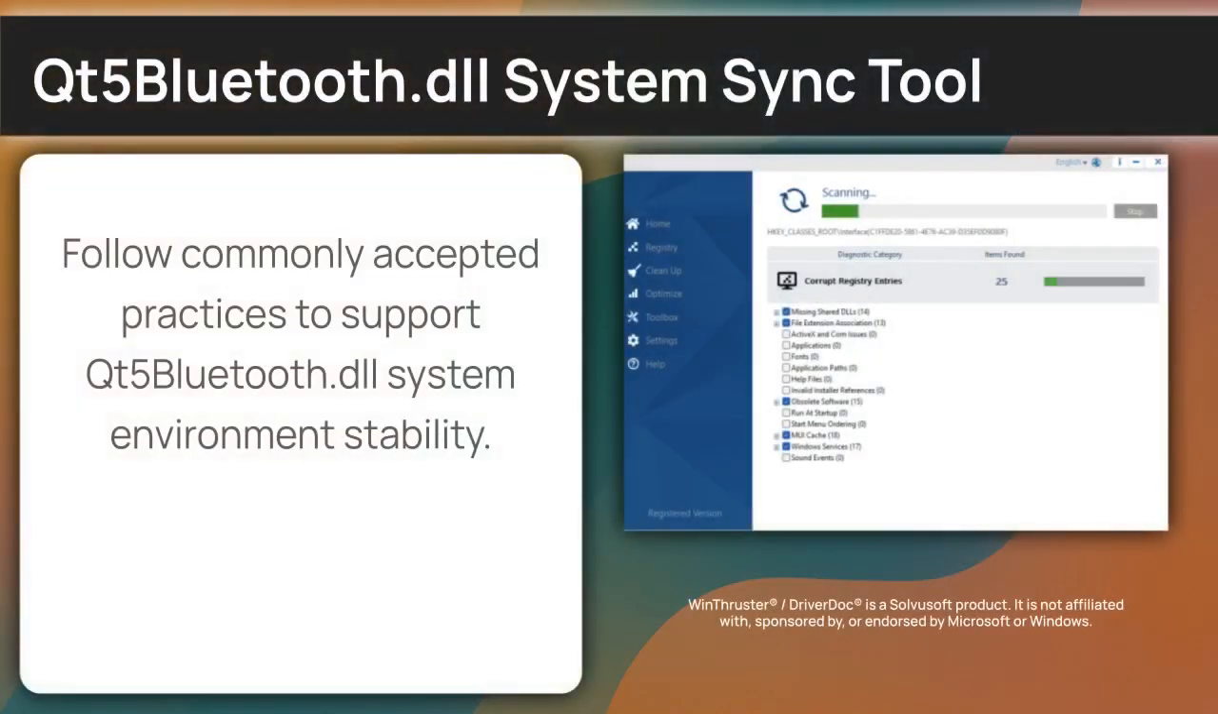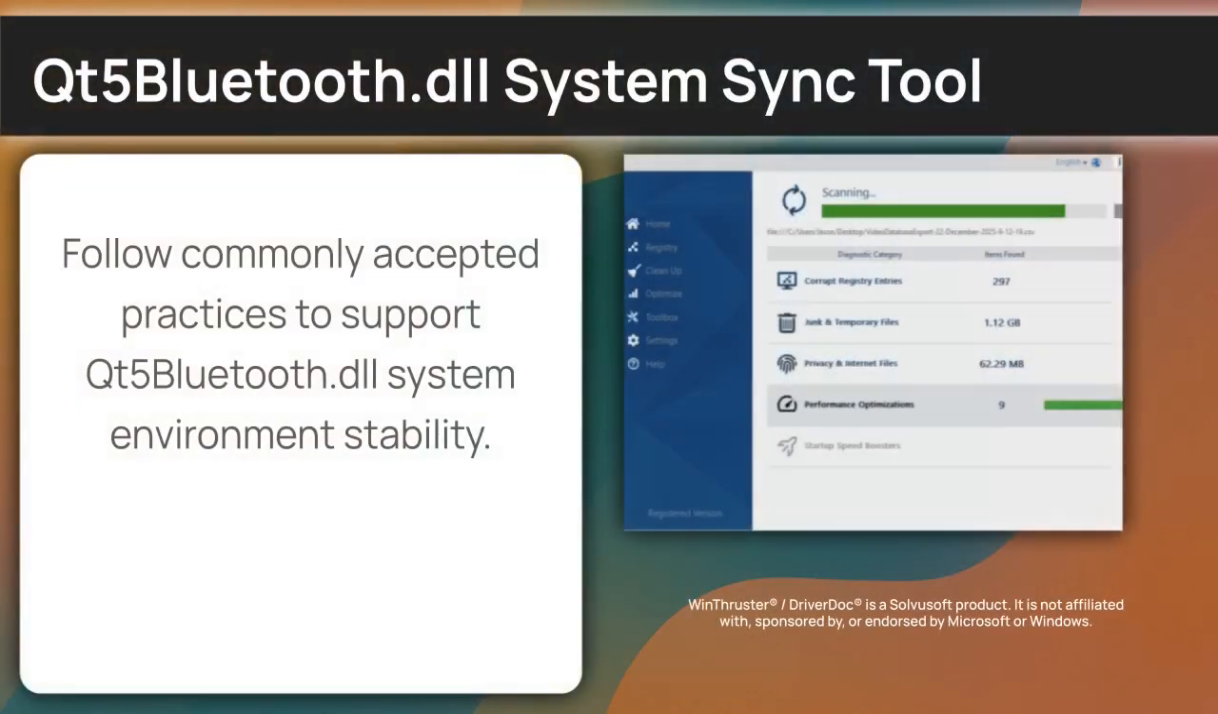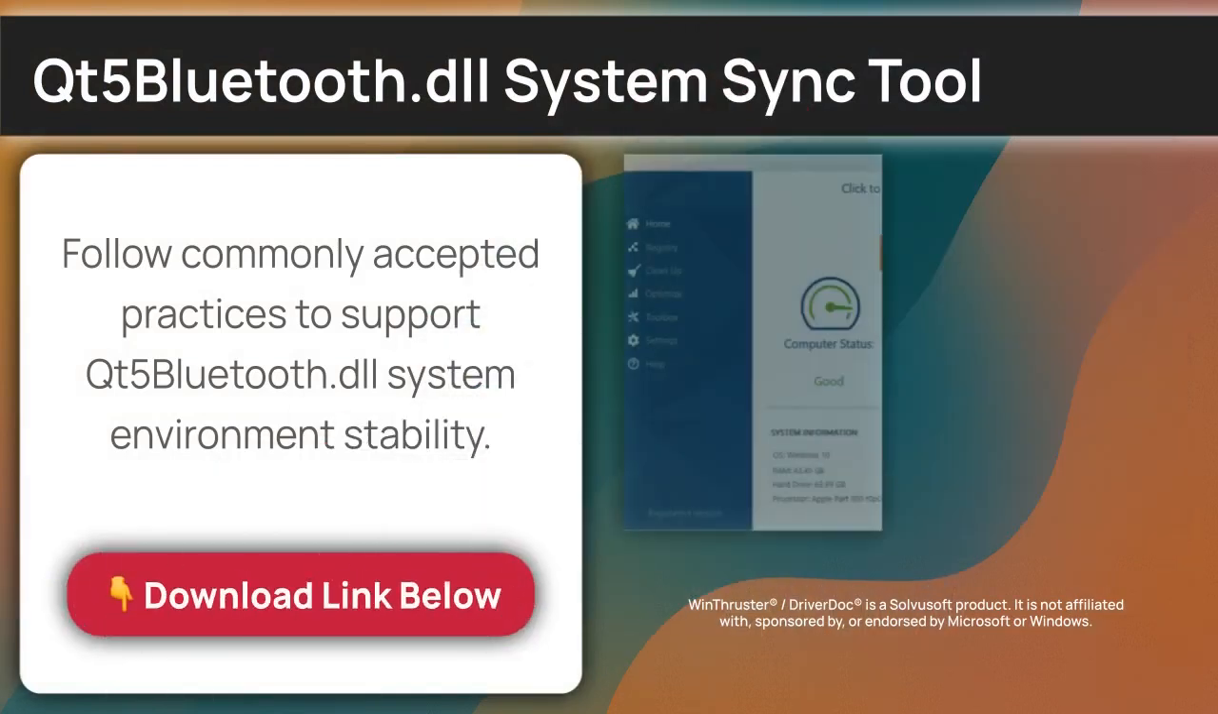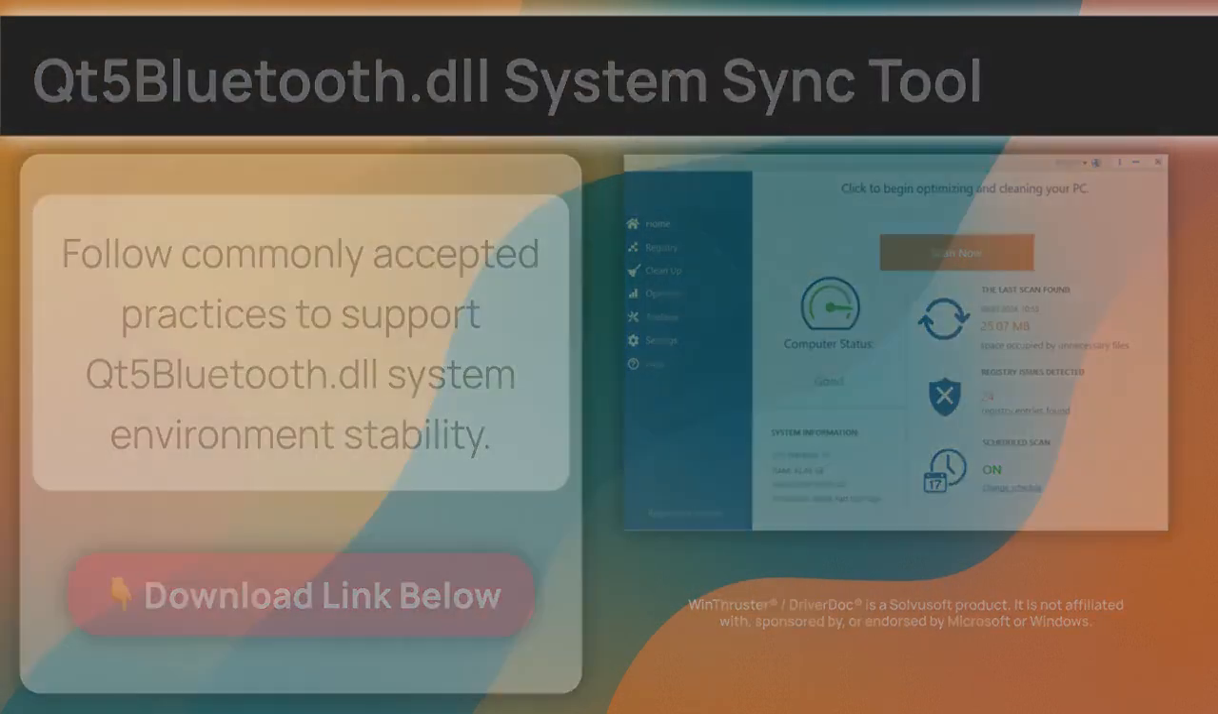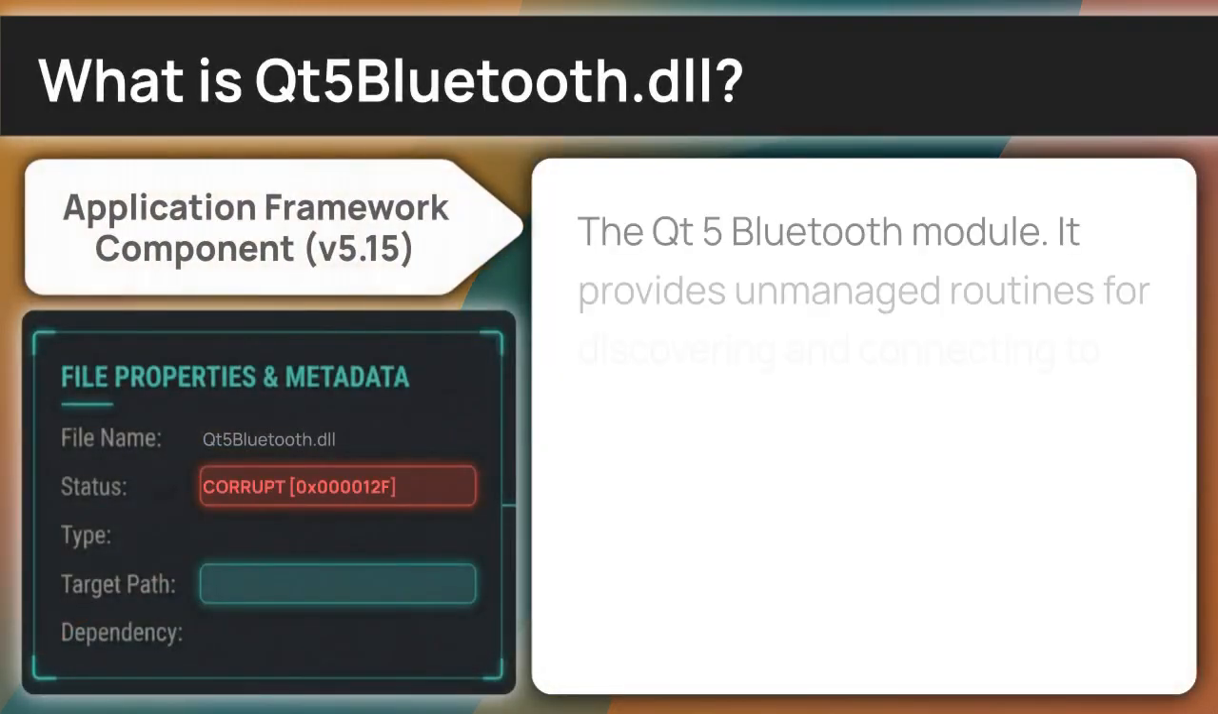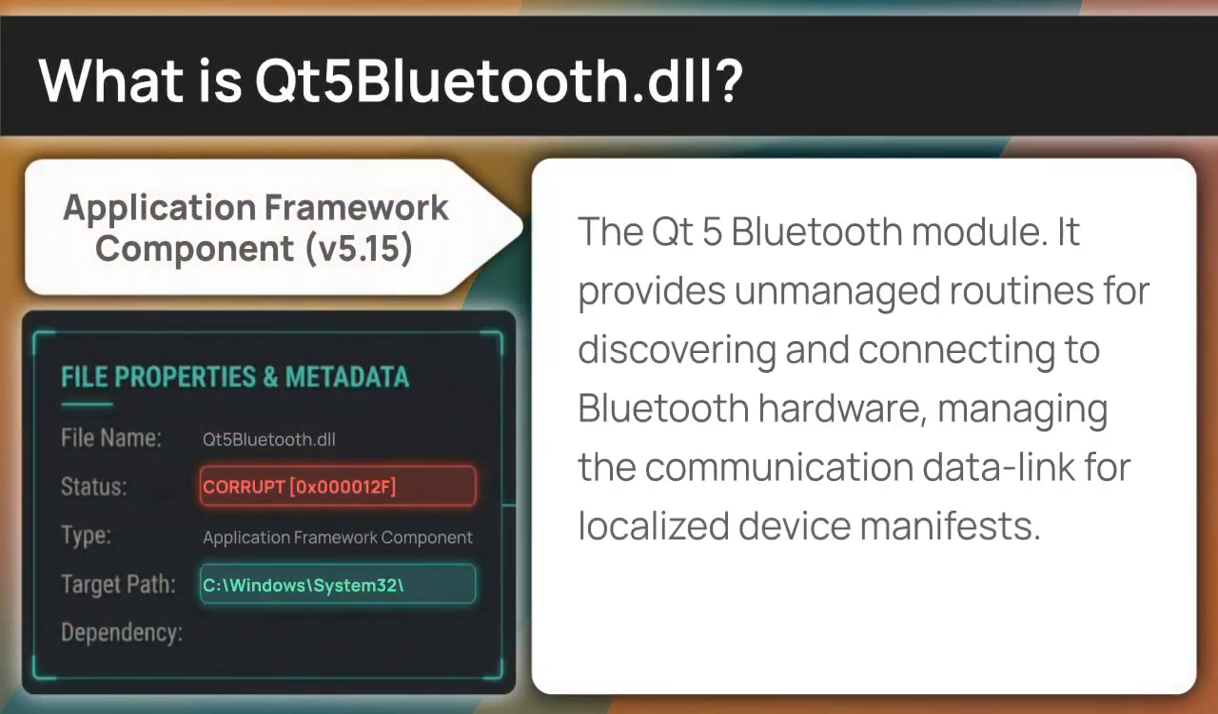To start our troubleshooting for Qt5 Bluetooth, you can follow my manual steps or use a utility for a clean environment review. This is the Qt5 Bluetooth module. It provides unmanaged routines for discovering and connecting to Bluetooth hardware, managing the communication data link for localized device manifests.